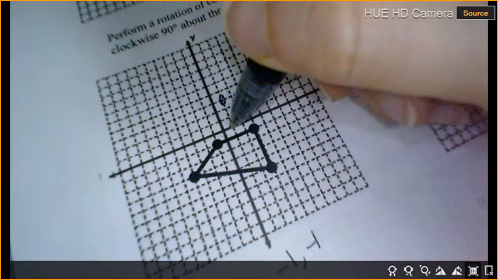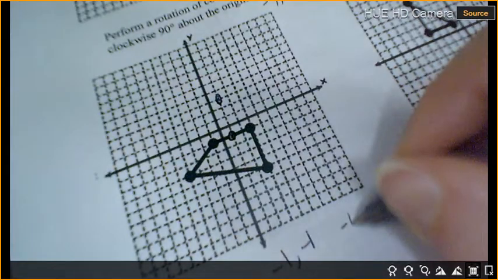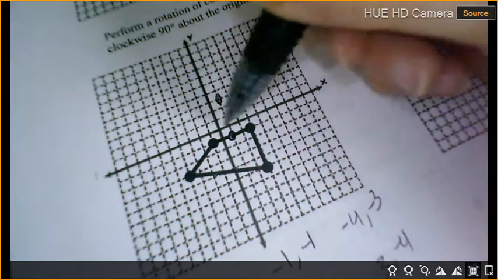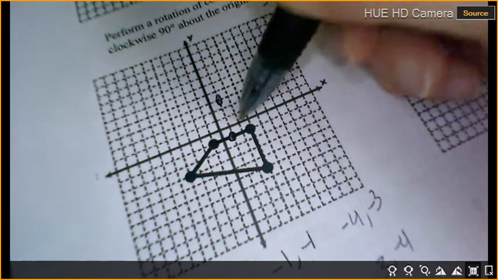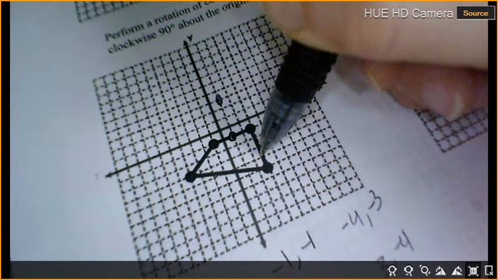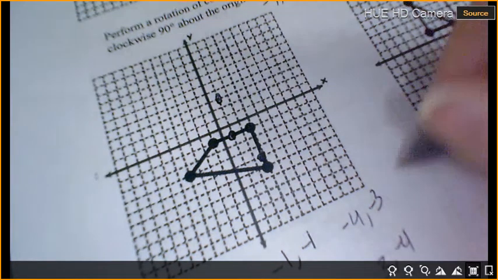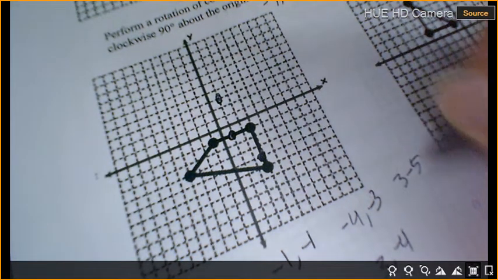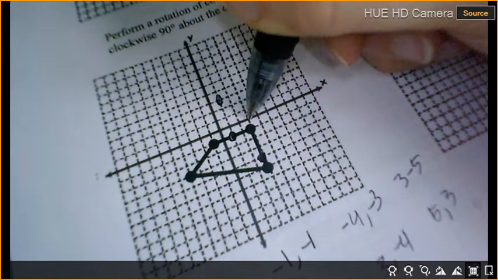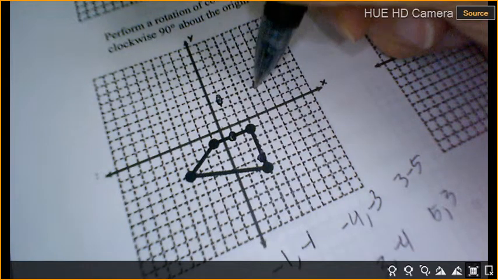So I'm 1, -1. Instead of -4, -3, I'm 3, -4. 1, 2, 3, 1, 2, 3, 4. And instead of 3, -5, I'm 5, 3. 1, 2, 3, 4, 5. 1, 2, 3. So here is my new one.